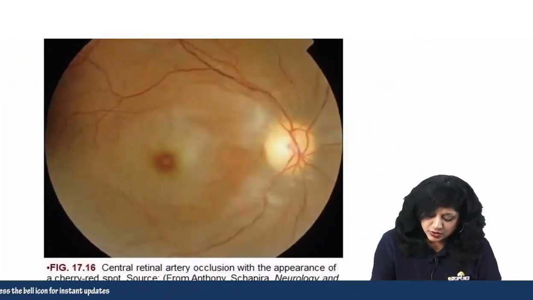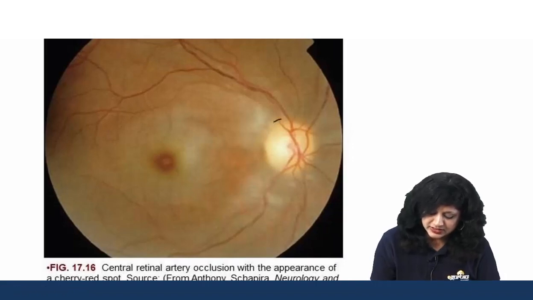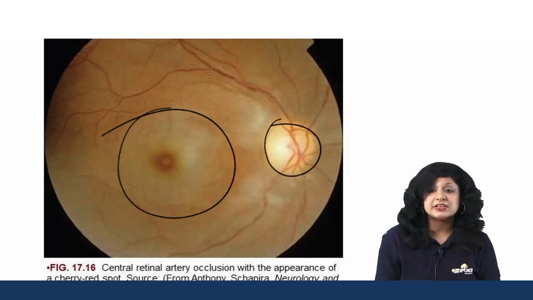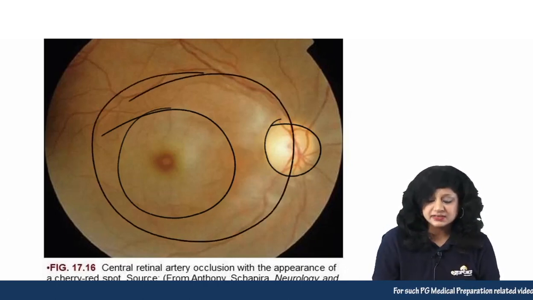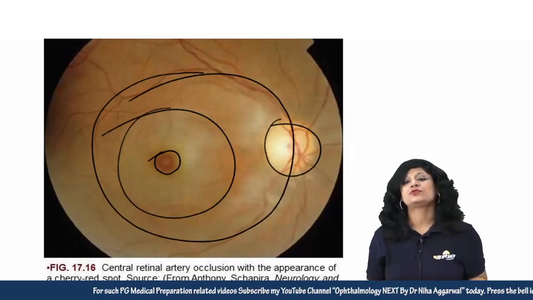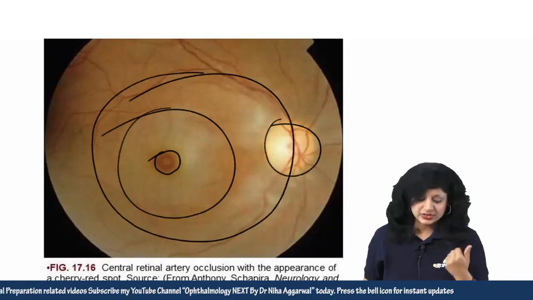And try to comprehend the language. This is your optic disc, this is your macula, and around that you are having this milky white color, but this area you are having still reddish area. So choroid is shining through those fovea centralis. This is your cherry red spot, right?